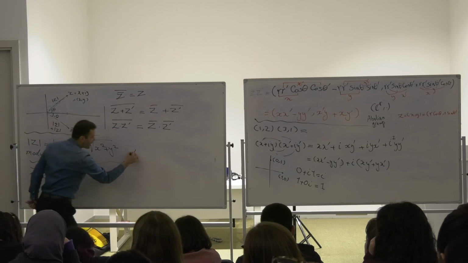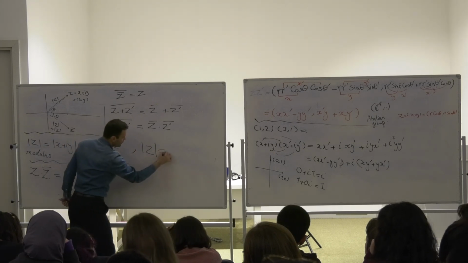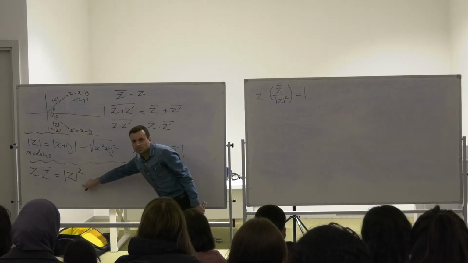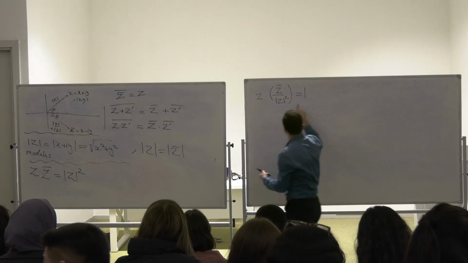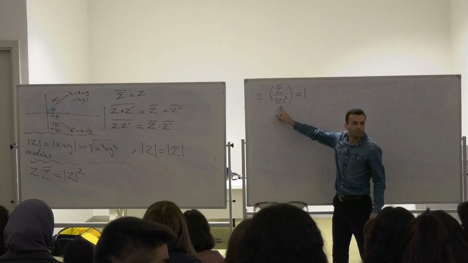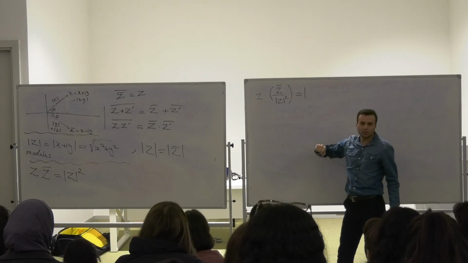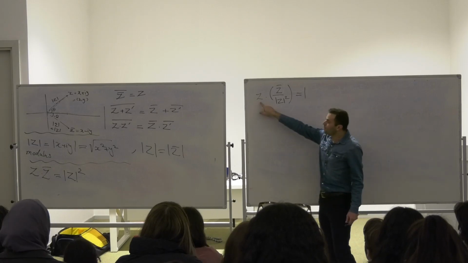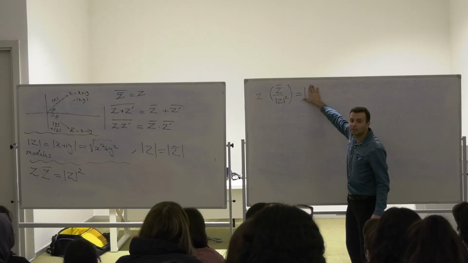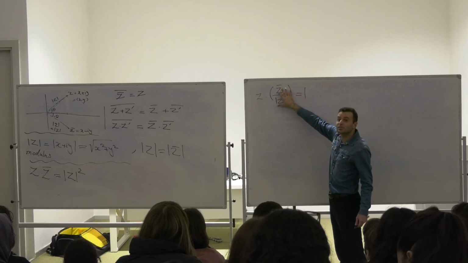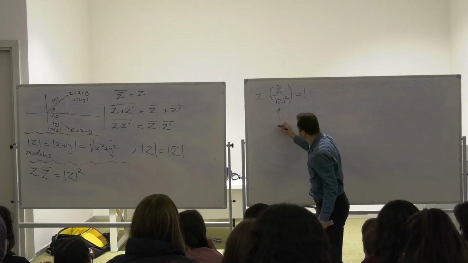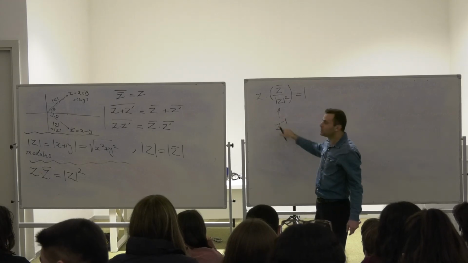You can also show that the absolute value of z is equal to the absolute value of its conjugate. Can I write this in this form? I'm just taking it and bringing it over here, right? So what is happening here? If I have z multiplied by some number which is going to be equal to 1, can I say that I can take this as the multiplicative inverse of z? Yes.